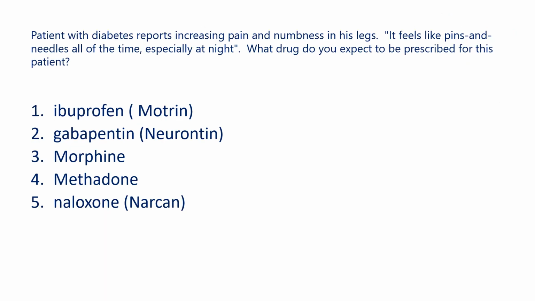Okay, let's see if you are paying attention. Patient with diabetes reports increasing pain and numbness in his legs. He says it feels like pins and needles all of the time, especially at night. What drug do you expect to be prescribed for this client? Number 1, ibuprofen. Number 2, gabapentin. Number 3, morphine. Number 4, methadone. Number 5 is naloxone. I'll give you 3 seconds to pause and give me the answer. Okay, well, hopefully you picked gabapentin, Neurontin for neuropathy.